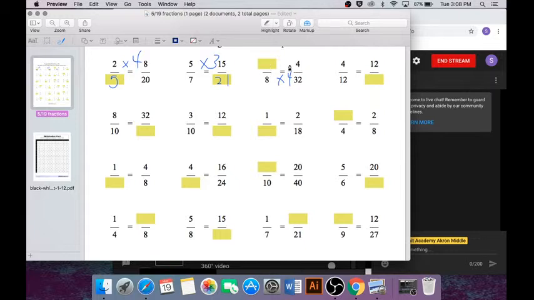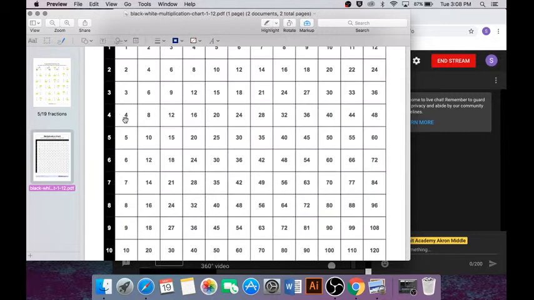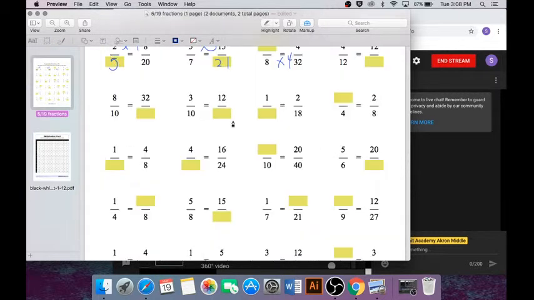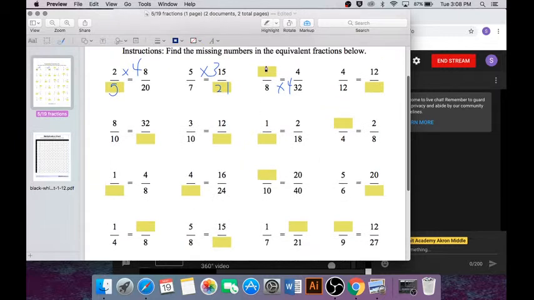Now we have to figure out our starting point, so we're going to use our 4 times table and find 4. So in our 4 times table, our 4 is right here. 4 times 1 is 4. So 1 over 8 is what our fraction is going to be. 8 times 4 is 32. 1 times 4 is 4.